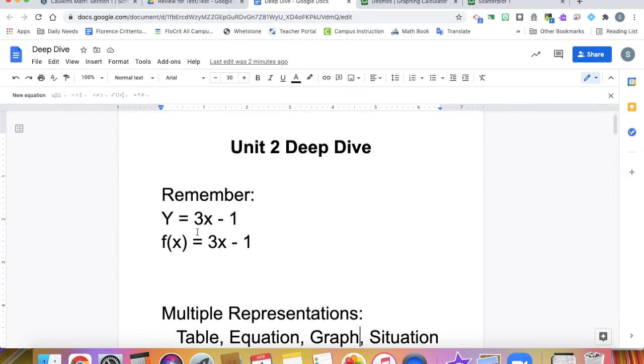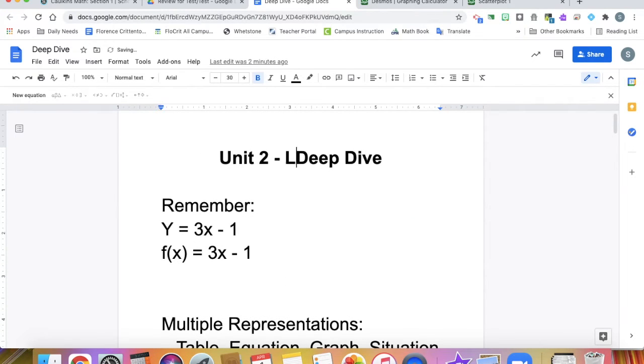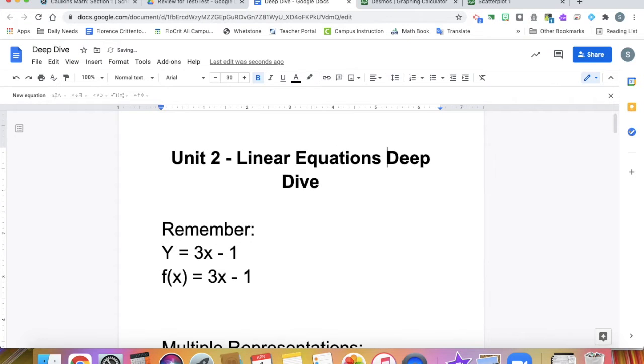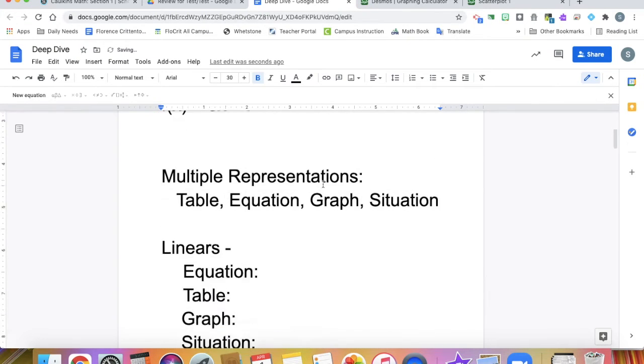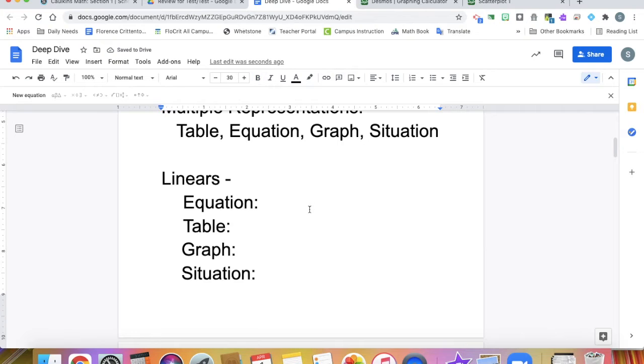Linears is the unit that we're on. Unit 2 is all about linear equations. And linear equations are a specific type. Their equations always look like y equals mx plus b. Remember, I could replace the y with an f of x. In this equation, you've learned that the shortcut is that b is your starting point or your y-intercept, and that m is how much you're growing by, also known as your slope.